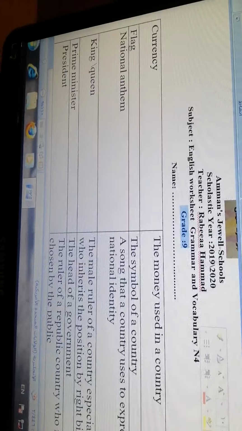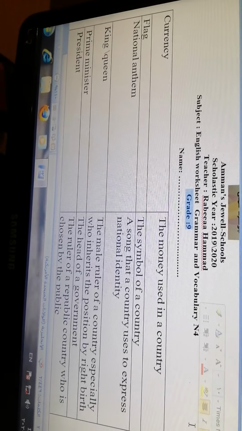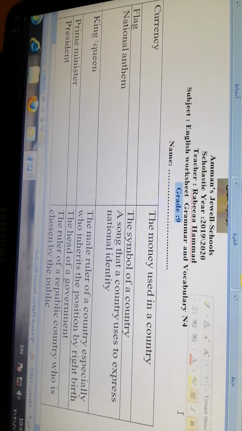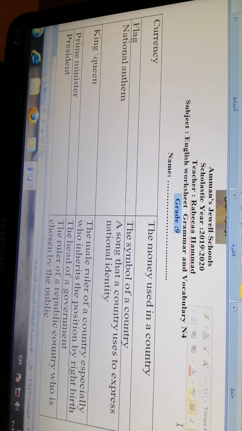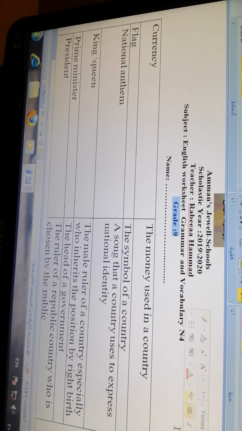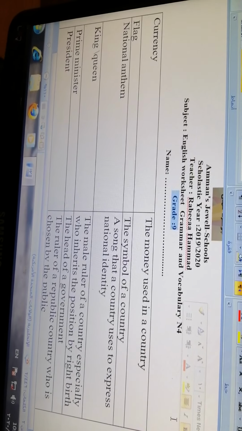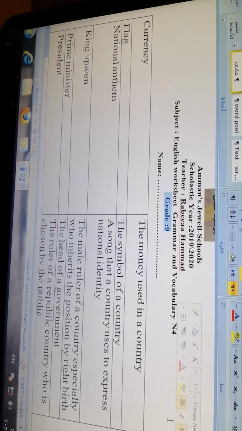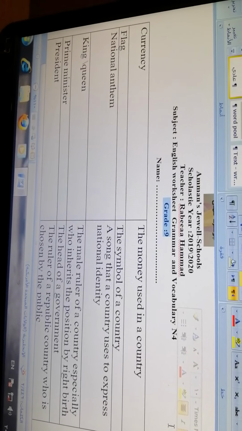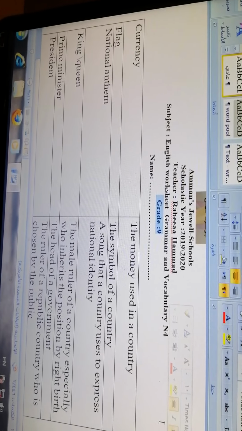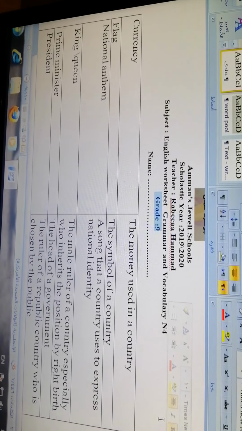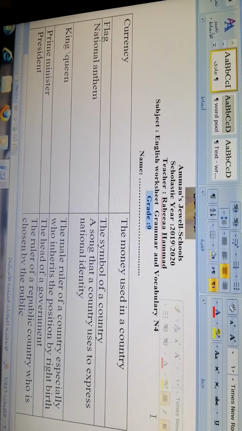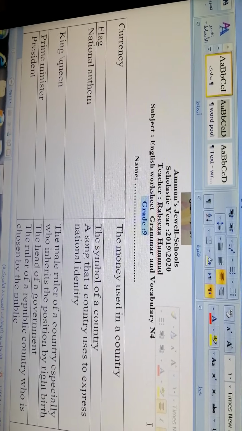And here is the meaning of currency, as you can see. Currency is the money used in a country. And if you want to travel from one country to another, you need actually to exchange your currency. يعني, you exchange the currency, for example, from Saudi Riyal to a dollar. Okay, you exchange the money because in any country you should use their own currency. The picture of currency is B.